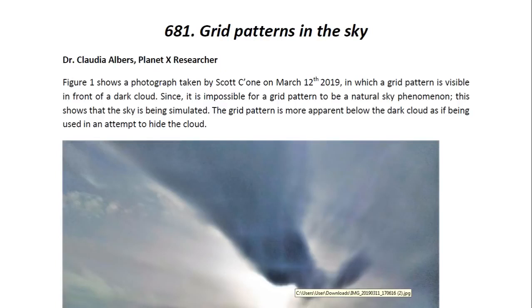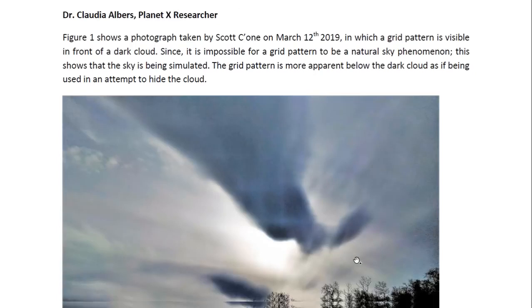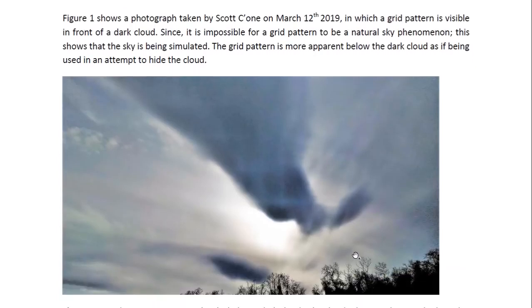And today I'd like to bring to you another one of my articles. This one's entitled Grid Patterns in the Sky. Now, Figure 1 shows a photograph taken by Scott Sion on March 12, 2019, in which a grid pattern is visible in front of a dark cloud. And you can see it there. It appears to be in blue, but it's in front of this dark gray cloud.